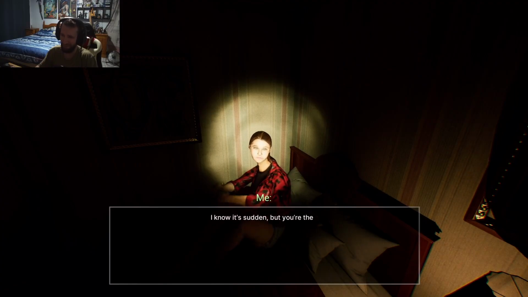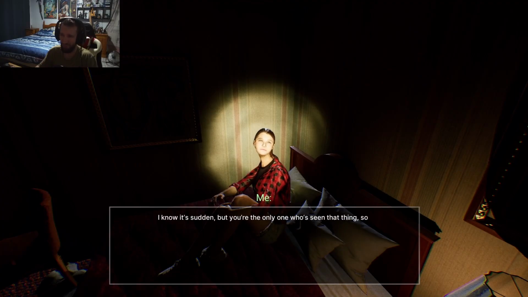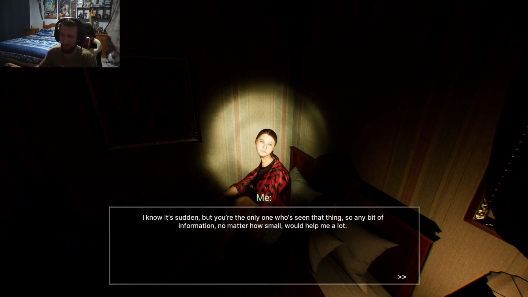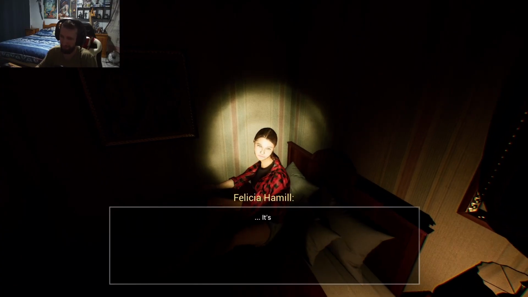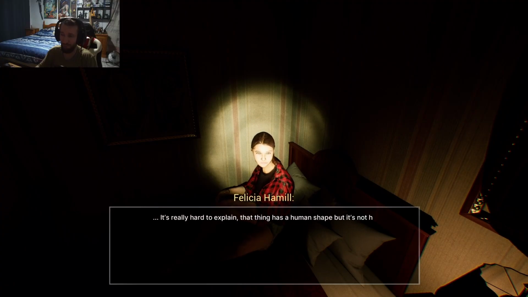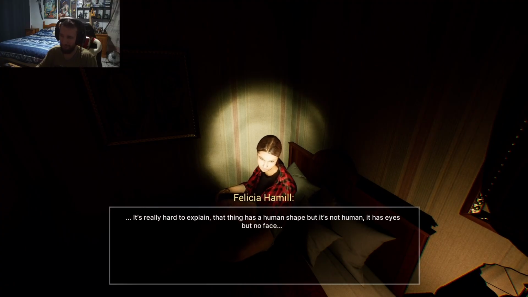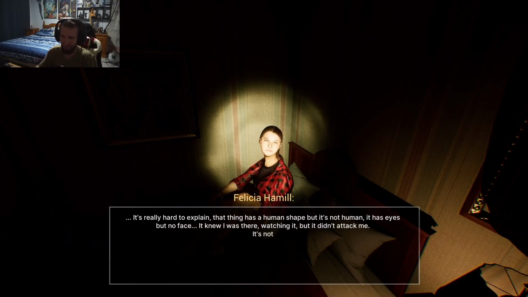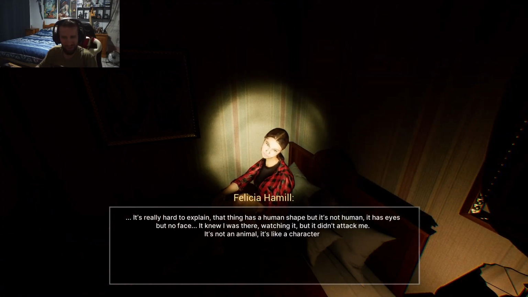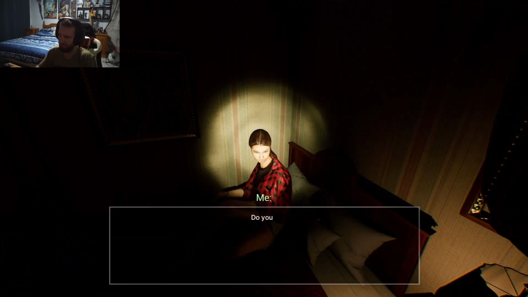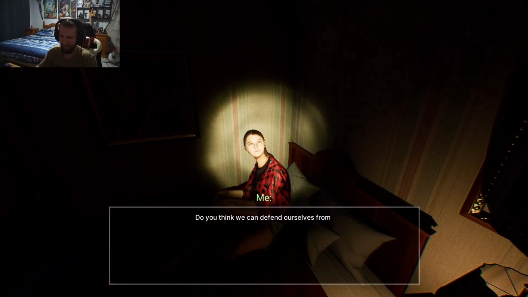I know it's sudden, but you're really the only one who's seen that thing. So any bit of information, no matter how small, would help me a lot. It's really hard to explain. That thing has a human shape, but it's not human. It has eyes, but no face. It knew I was there watching it, but it didn't attack me. It's not an animal, it's like a character pulling strings from a horror movie. Do you think we could defend ourselves from it?